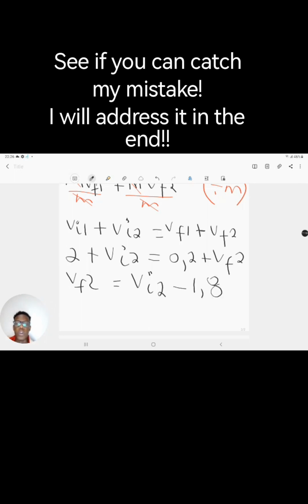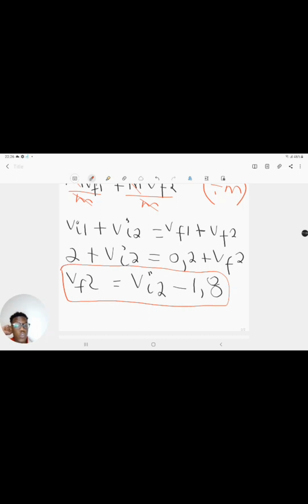Okay, so this is one equation that I have. Remember, I need two equations in order to solve this, because I have two unknowns. Now, where am I going to find the second equation? Because I've already used up my equation for conservation of momentum. Where am I going to find my other equation? Let's go back to the question.